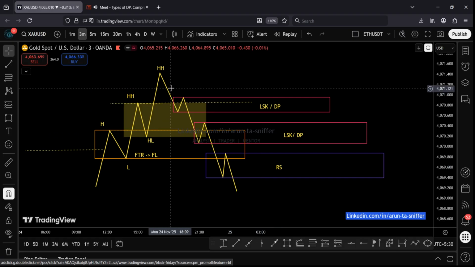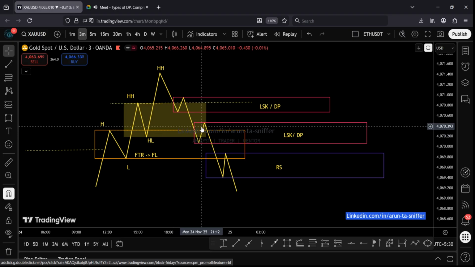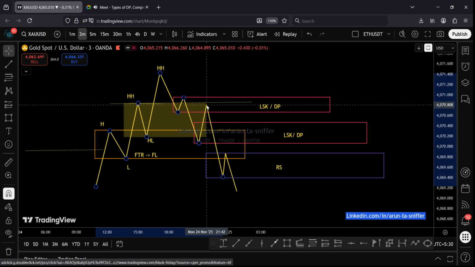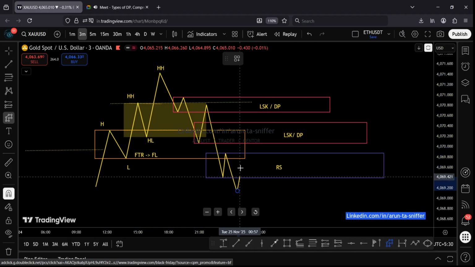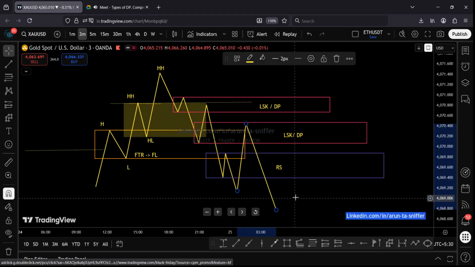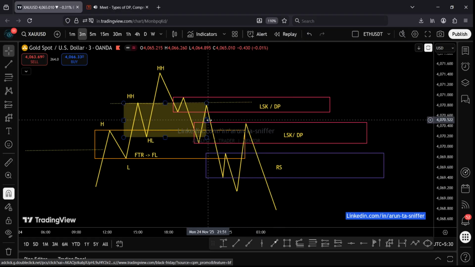What should ideally happen when price breaks this higher low or engulfs this higher low? Price should go back to this TP and come down again. Then price will go up in future like this and come down, right? But that did not happen. So what will price do in this case?